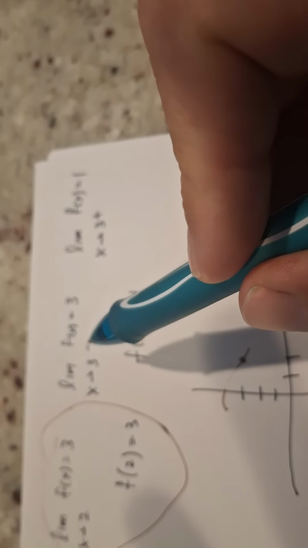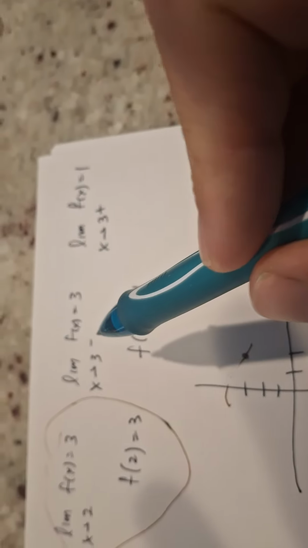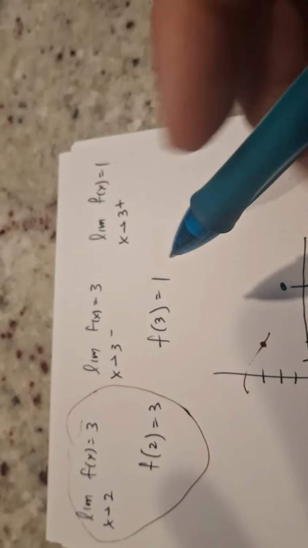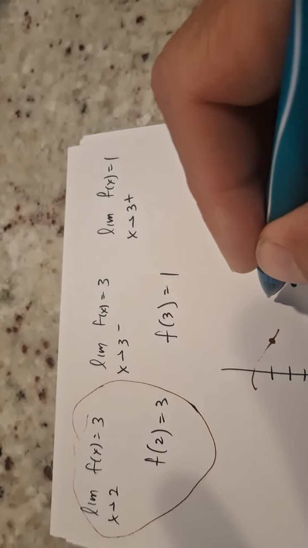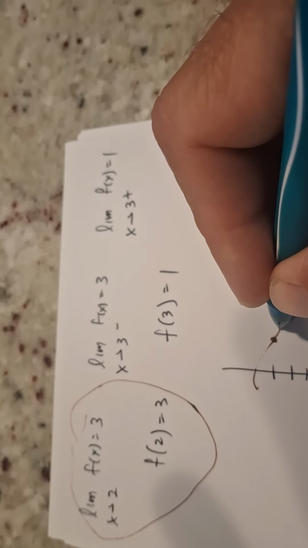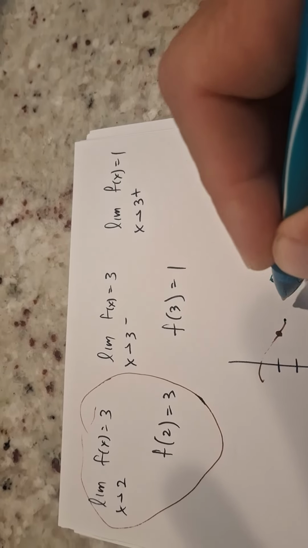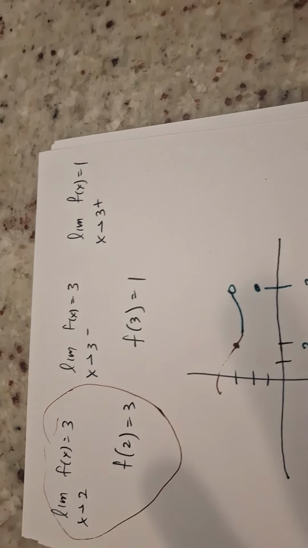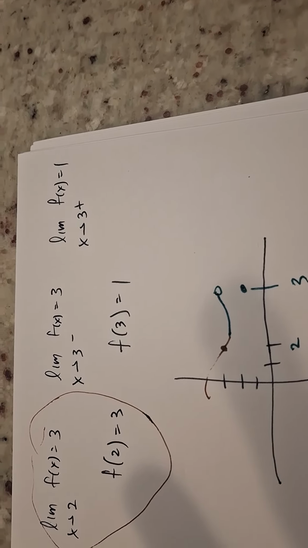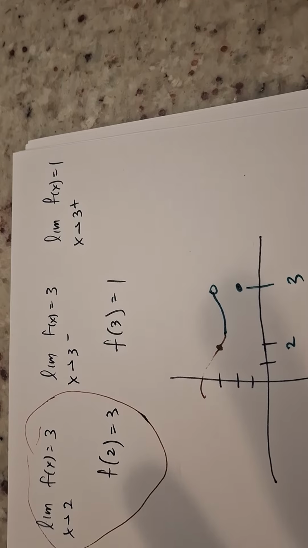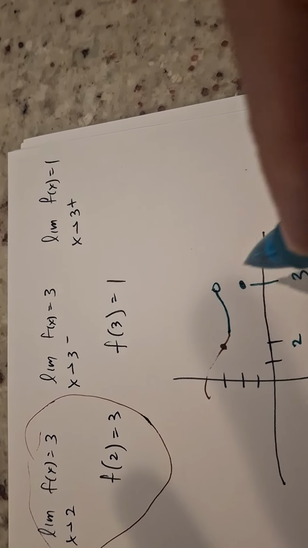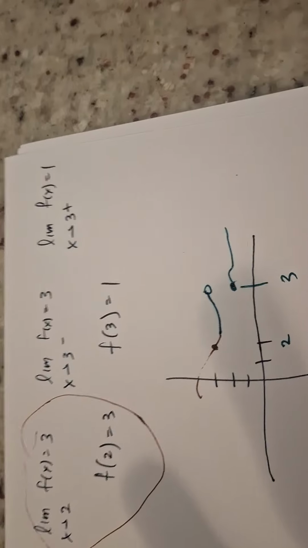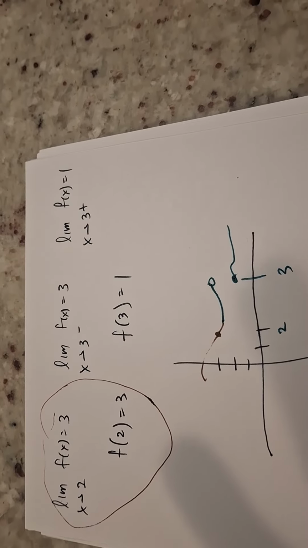Now they're saying the limit of f of x as x approaches 3 from the left is 3. Okay, so that means I'm going to put a circle there. So it wants to get to 3 from the left. Okay, that seems to be working. And then from the right, it's 1. There you go. So that's the answer. That's how you solve that problem.